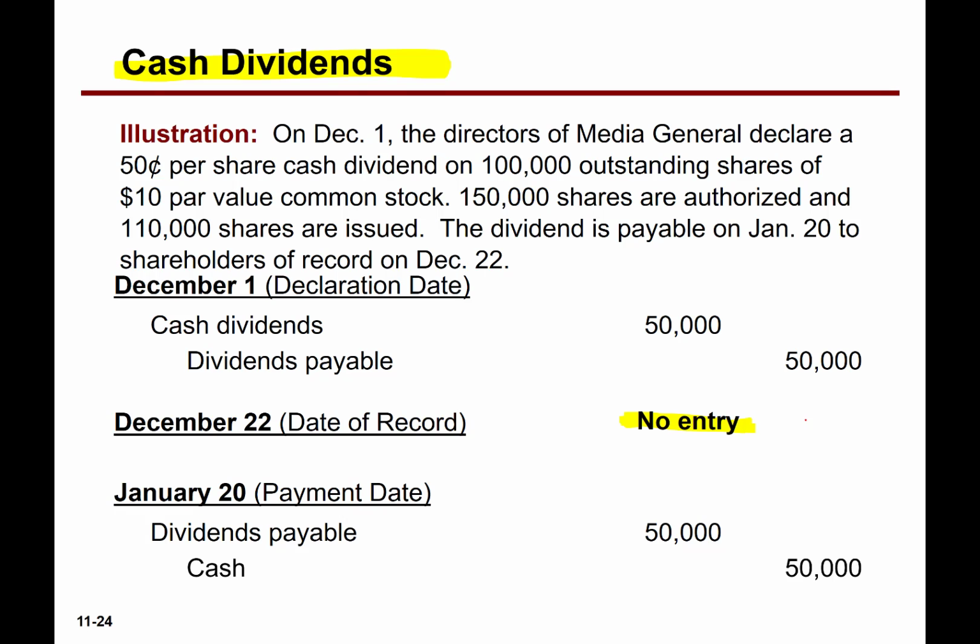So if it was property dividend, it would say property dividend on there, but it would still work the same. Instead of crediting cash, of course, when you pay it, you would credit land or whatever it is you're issuing as the dividend, or inventory or whatever. Okay?